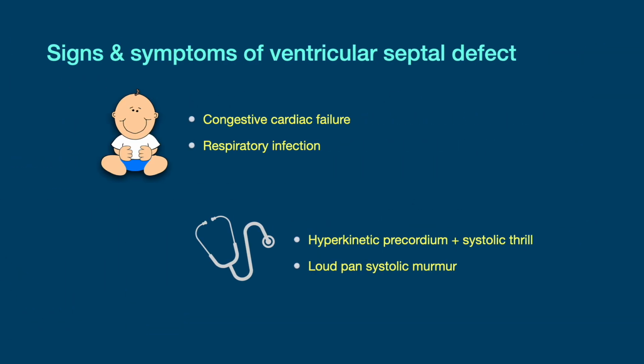Let's now move on to making a diagnosis of ventricular septal defect. It begins with recognizing the symptoms. VSD manifests itself at around 6 to 10 weeks of age in the form of congestive cardiac failure. Palpitation, dyspnea on exertion, and frequent respiratory infection also may occur. Signs which are appreciated on examination include hyperkinetic precordium with a systolic thrill and a loud pansystolic murmur.